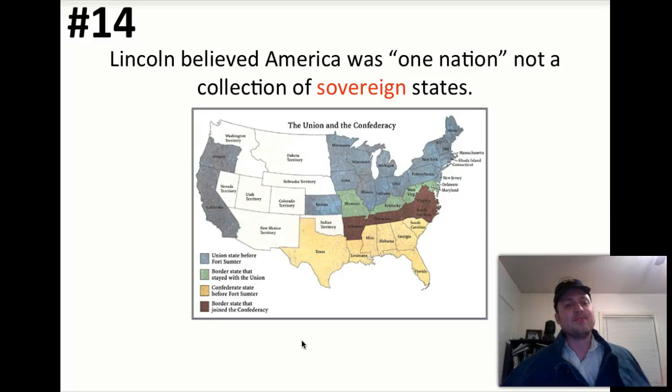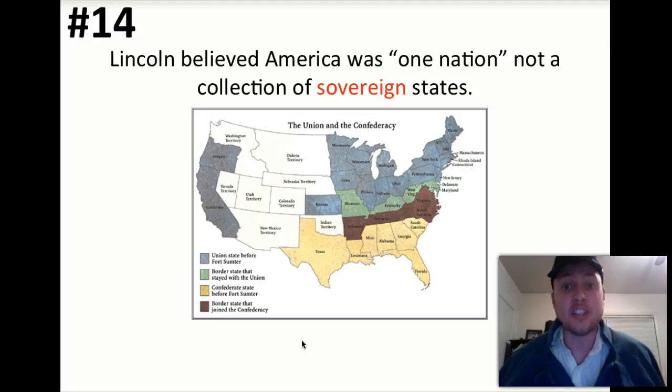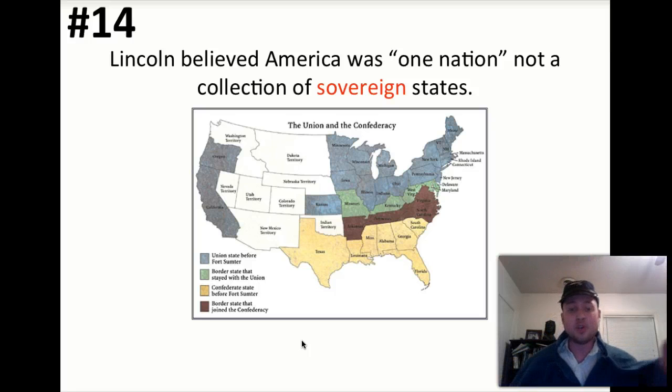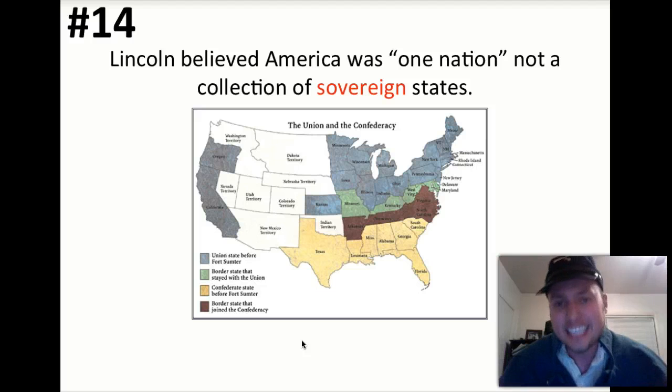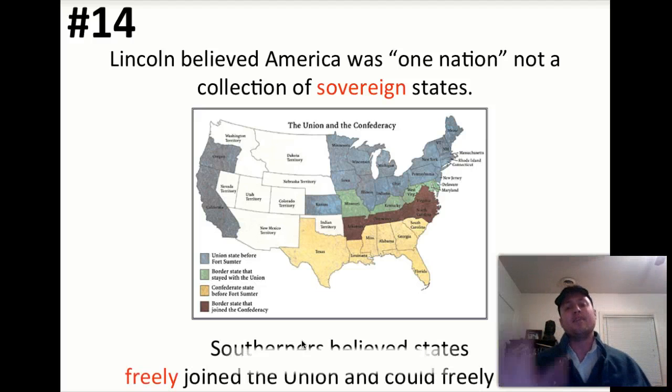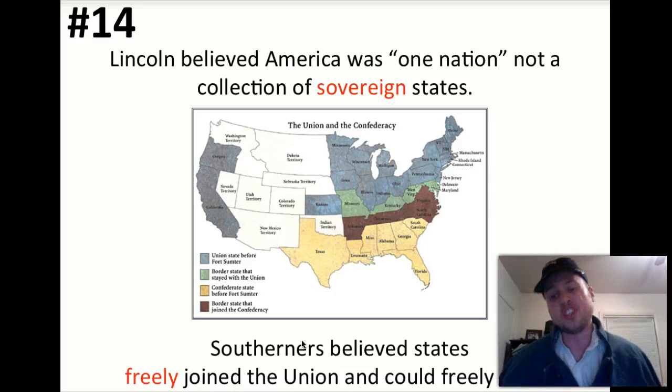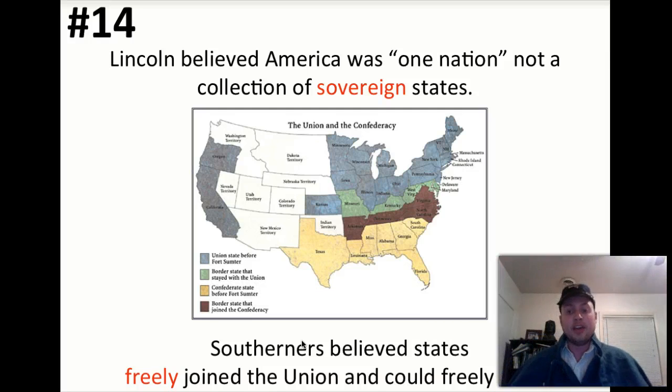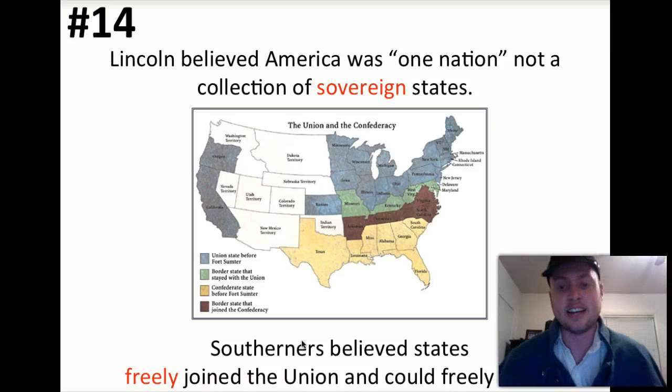And we do. Lincoln believed that America was one nation, not a collection of sovereign states. Sovereign means you can control your own destiny, make your own decisions. Lincoln says, no, states can't make all their own decisions. We are a country. We unite together and make one American decision. Of course, the Southerners believed that the states joined the Union back in the Constitution days, and now they could just leave. And Lincoln says that's not true.